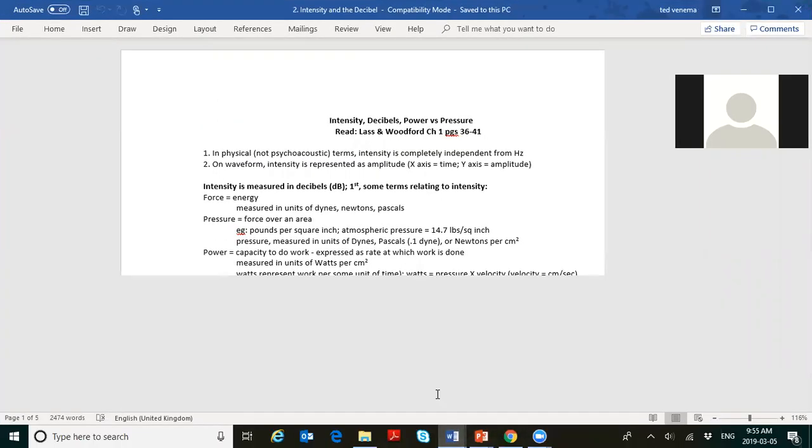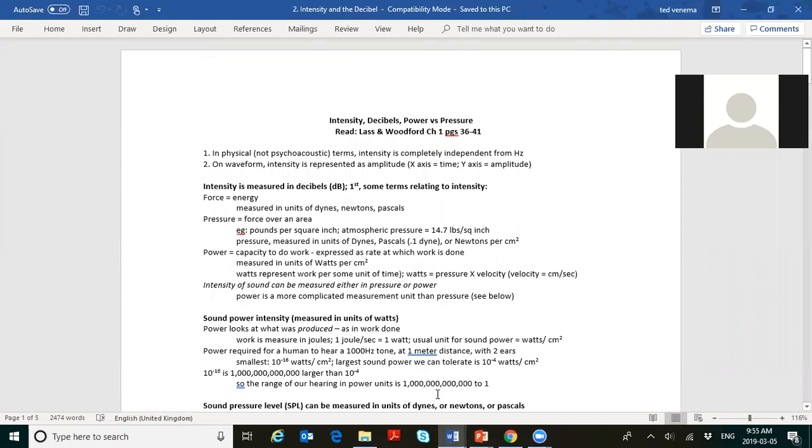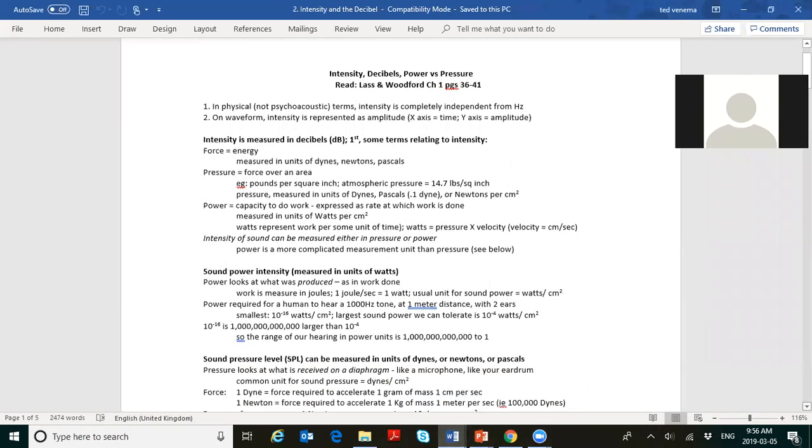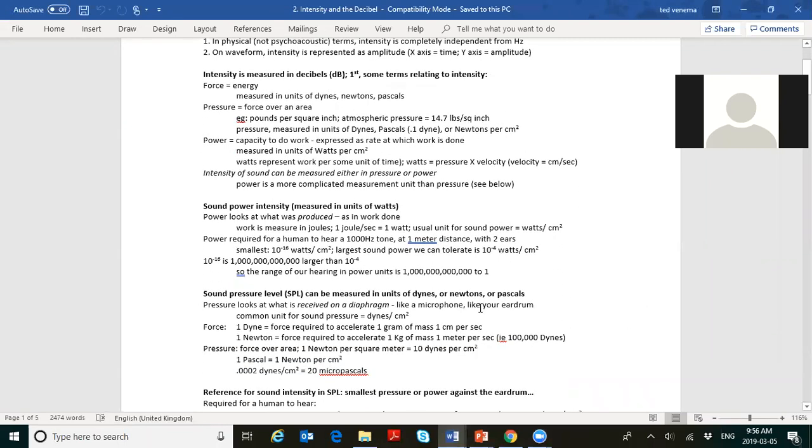All right, intensity, decibels, power, and pressure. Now, when you're looking at this unit, there's some stuff you need to pay attention to and other stuff not to worry so much about. Okay? This one, pressure, is force over an area. Don't worry about pascals and newtons and all that crap. The pressure unit we care about is dynes. Okay? That's the one we're going to use. Dynes is a unit of pressure, and pressure is always force over an area.